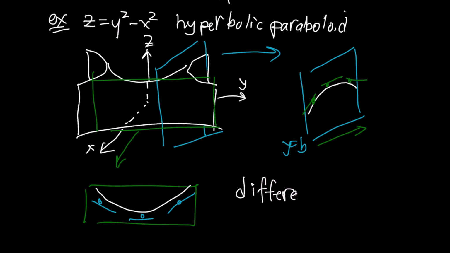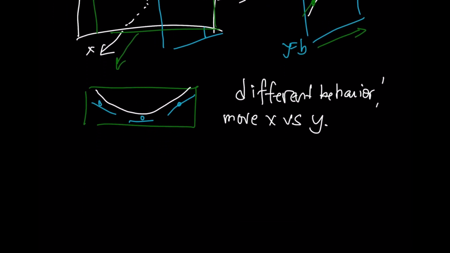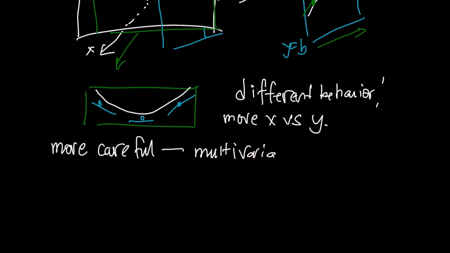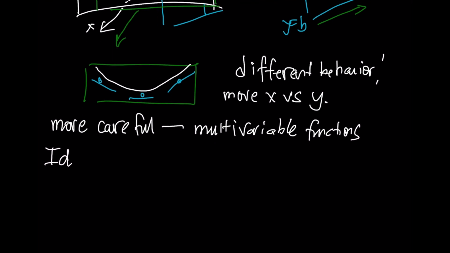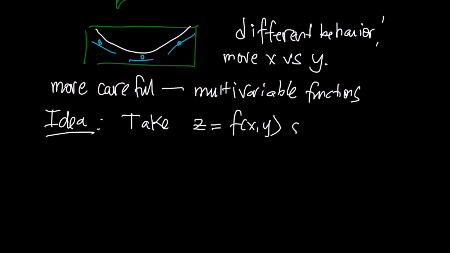So it's different behavior depending on which location I'm in. If I move in the x direction, I'm going to get different behavior versus if I were to move in the y direction. So you see that we need to be more careful when it comes to defining a derivative for a multivariable function. And this is going to lead us to a new type of derivative. So the idea is this: we are going to take a two-variable function, let's say z is f of x and y, and this is a surface in R3.